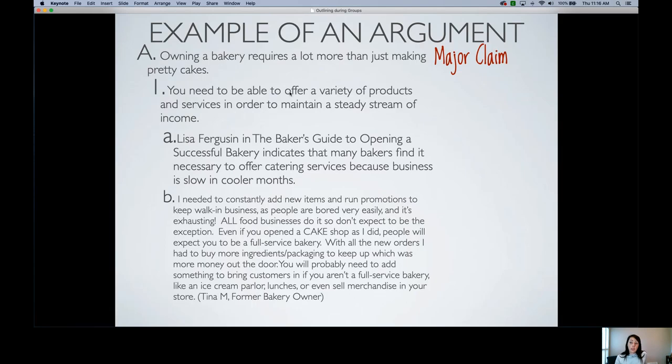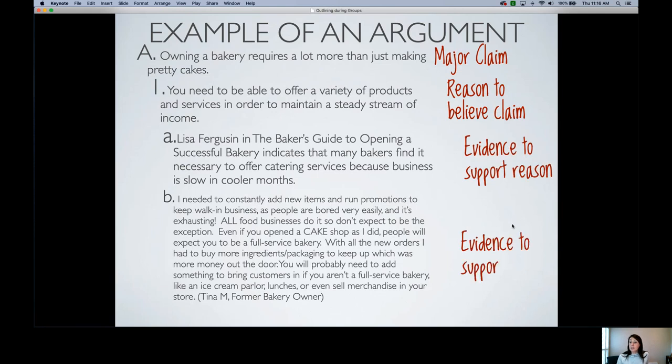Now, remember, this was my major claim. You have to do more than make pretty cakes. Why should you believe that claim? Because you have to add a variety of products to maintain income, and then evidence to support the reasons. Now, you'll notice that as I move over here, everything shifts to the right.